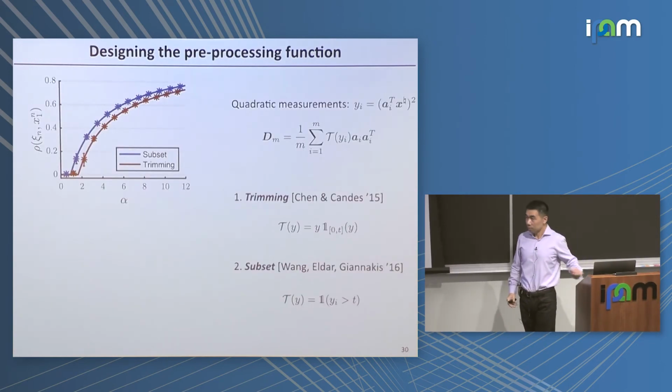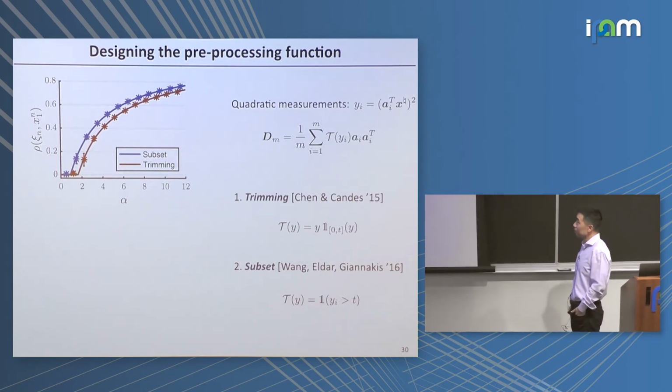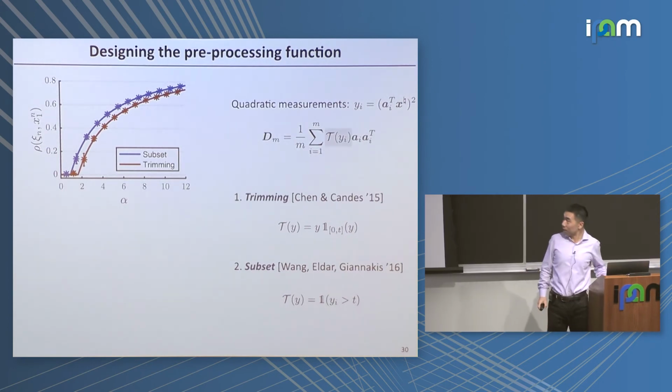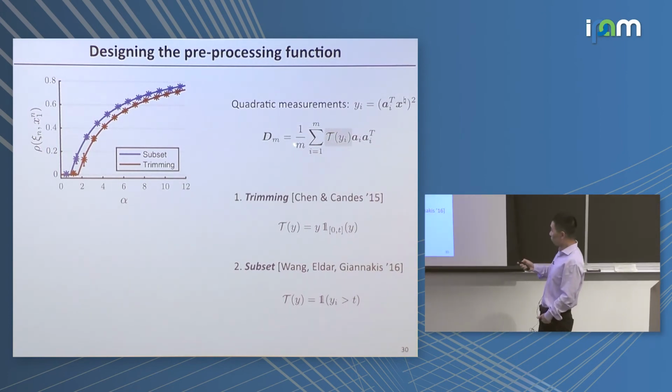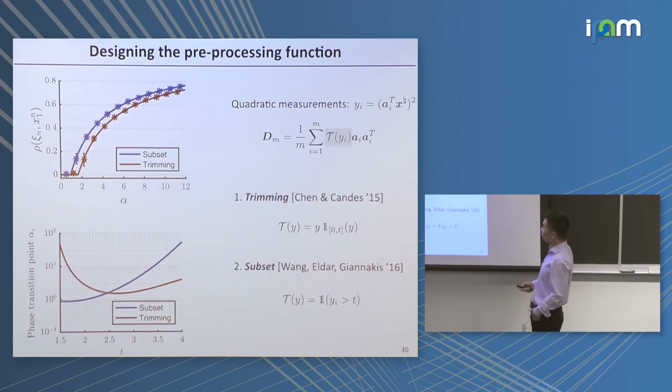Okay, so I want to come back to the problem of how to design the preprocessing function. As I said, typically you can apply some function t before you form the matrix, and these are two examples in the literature, with some parameters. You can see that if you use different functions, you will have a different performance in the correlation, and even the underlying threshold depends on the form and the parameters. So the question is, what is the optimal t?